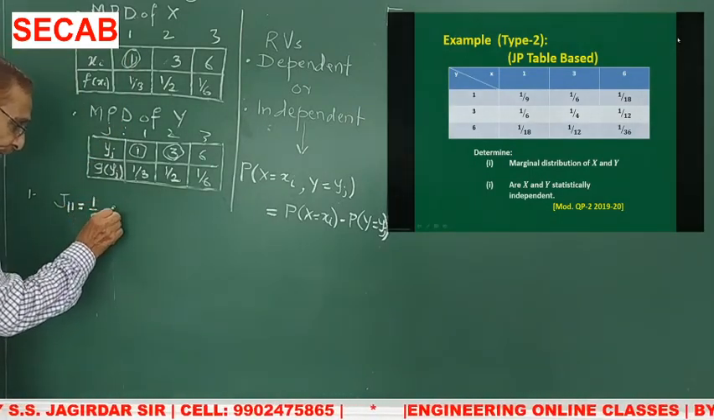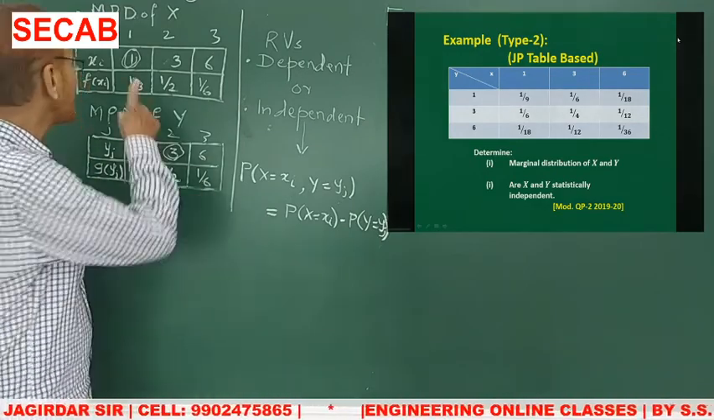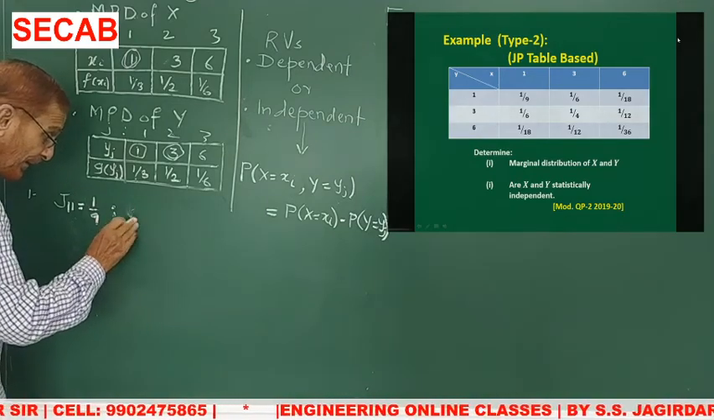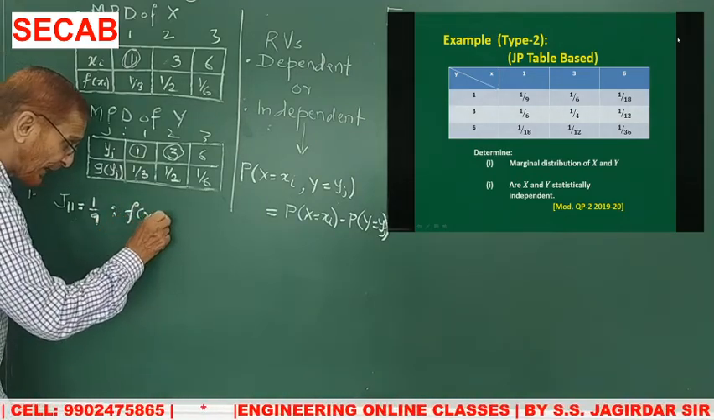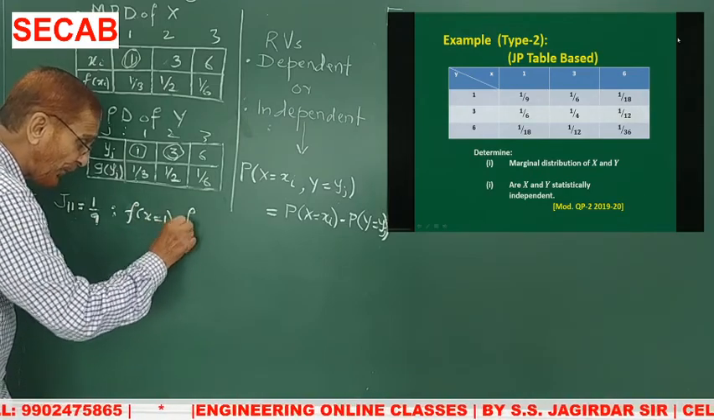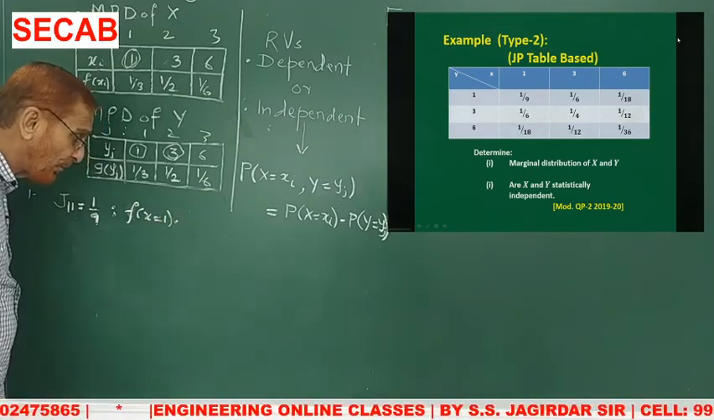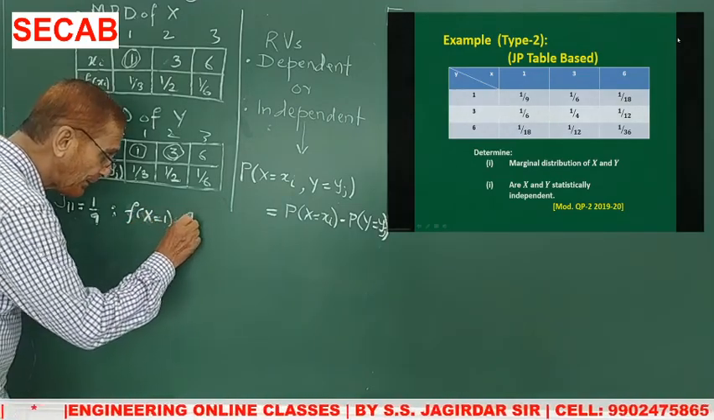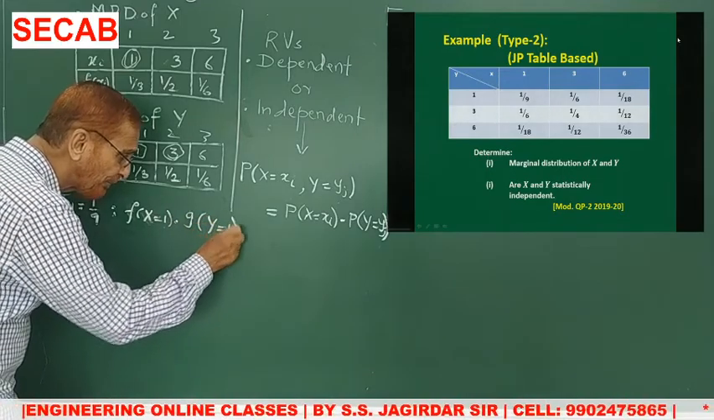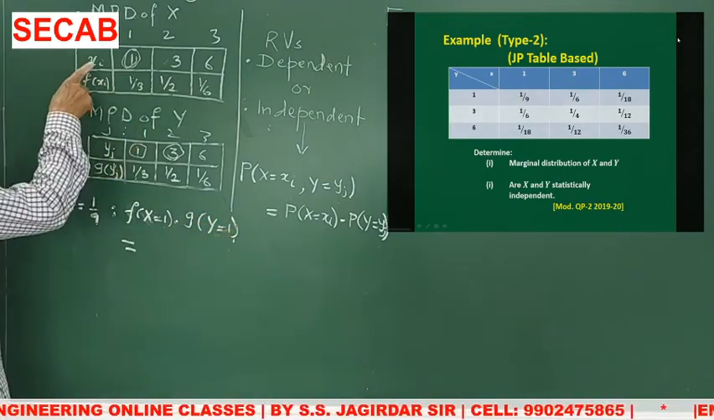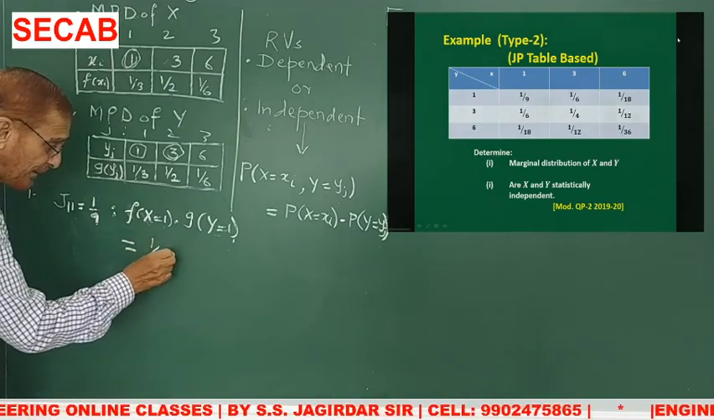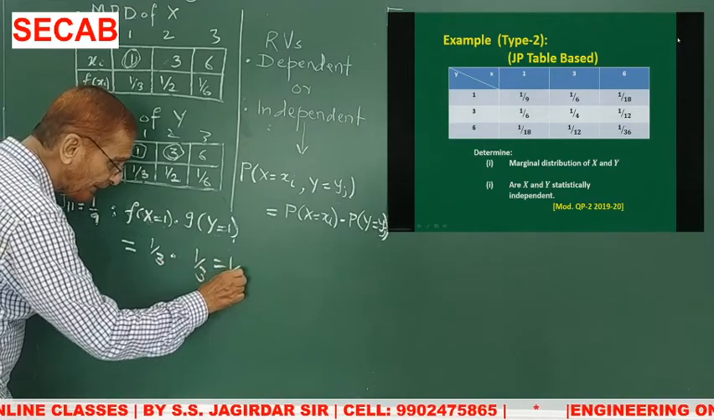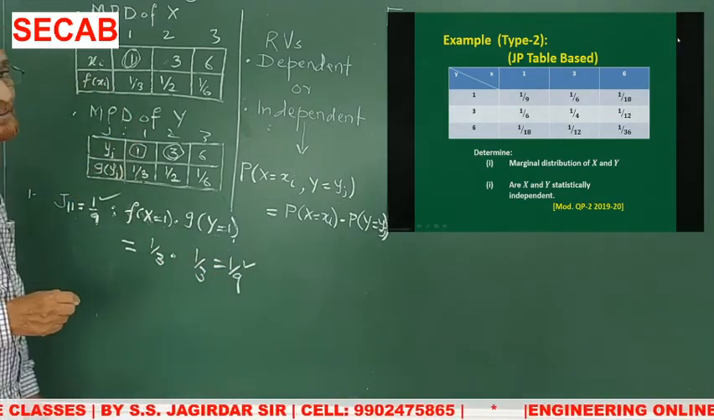Okay, this we have taken. Now we'll check what is f of x when its value is 1, into G of y when its value is 1. Sorry, the symbol should be capital G. So you can see that when x is 1, probability is 1 upon 3, and when y is 1, probability is 1 upon 3, and the answer is 1 upon 9. So you can see that this is okay.